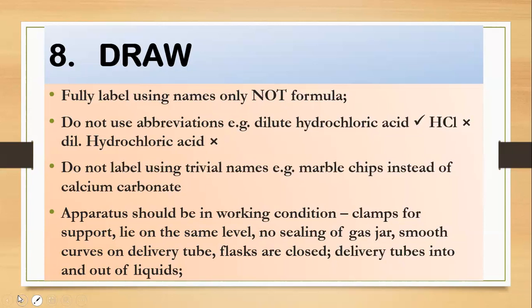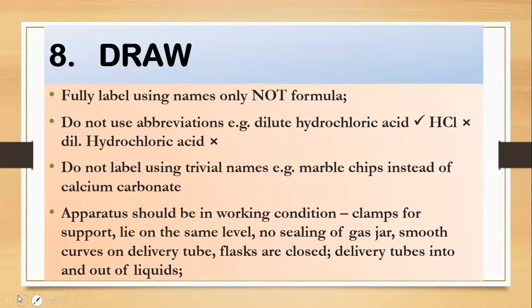Then the flask should be closed very well. Why should they be closed very well? To prevent escape of gases. So if your flasks and wash bottles are not closed very well, you will still miss a mark for working apparatus. Then the delivery tubes in the wash bottles, they must be delivering those substances in the right way.